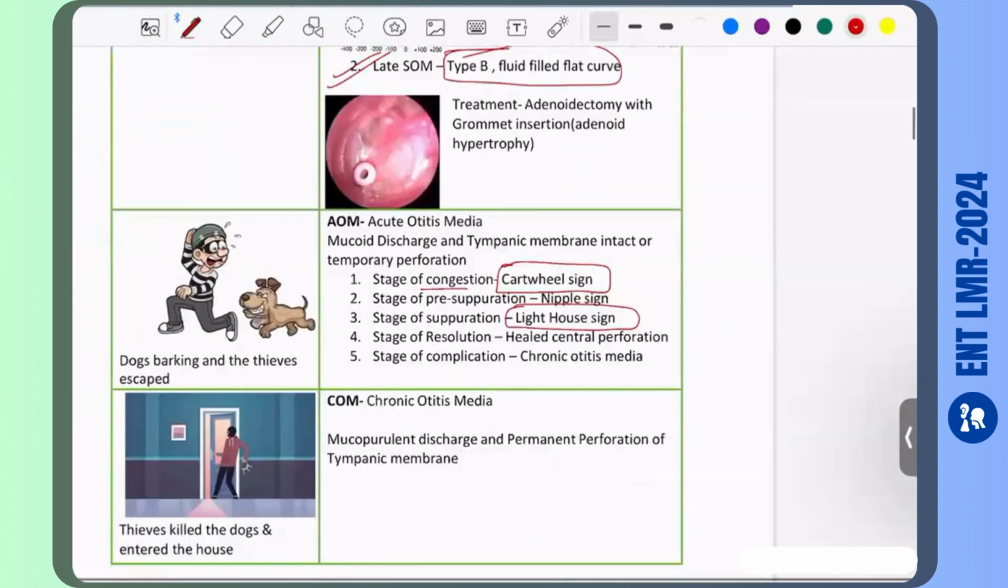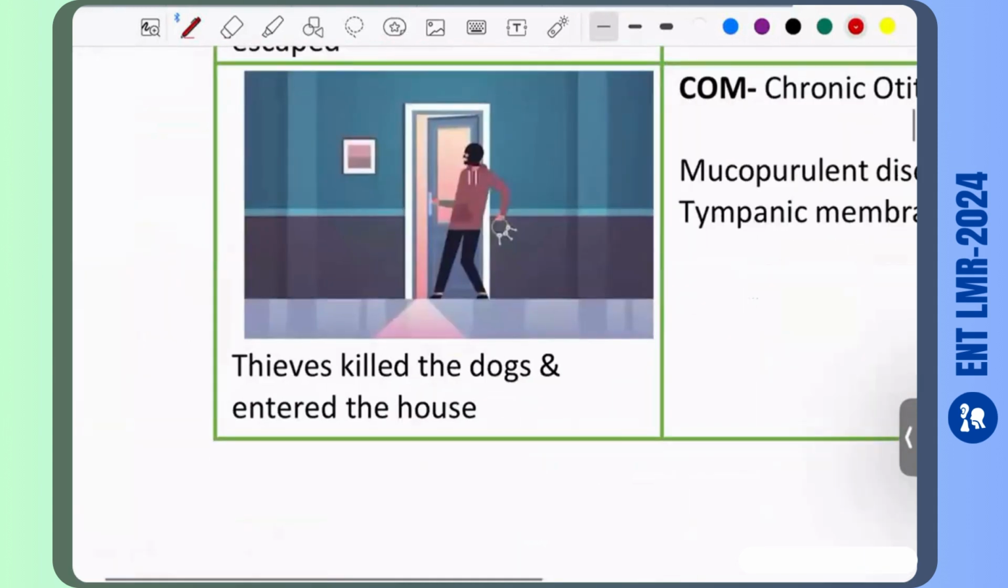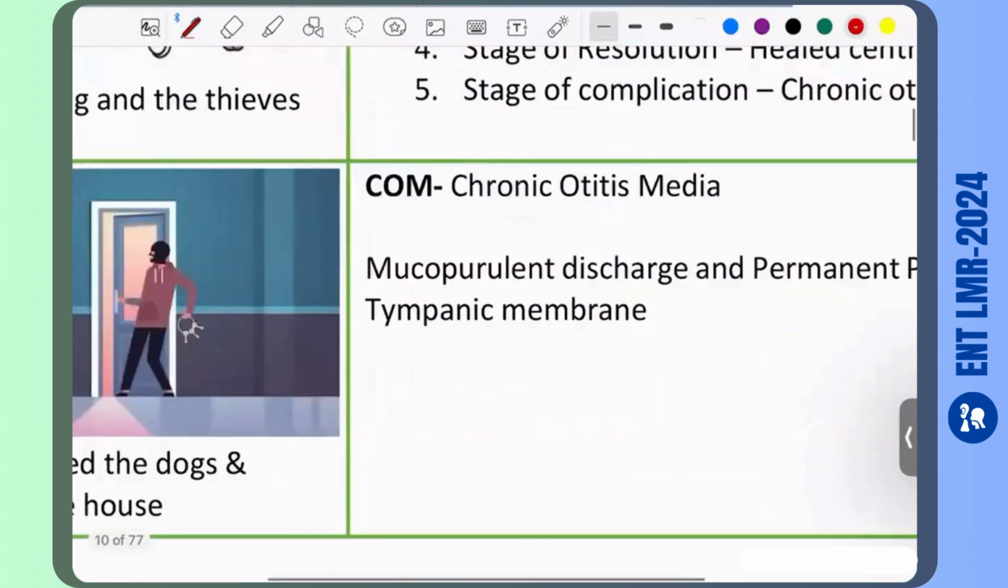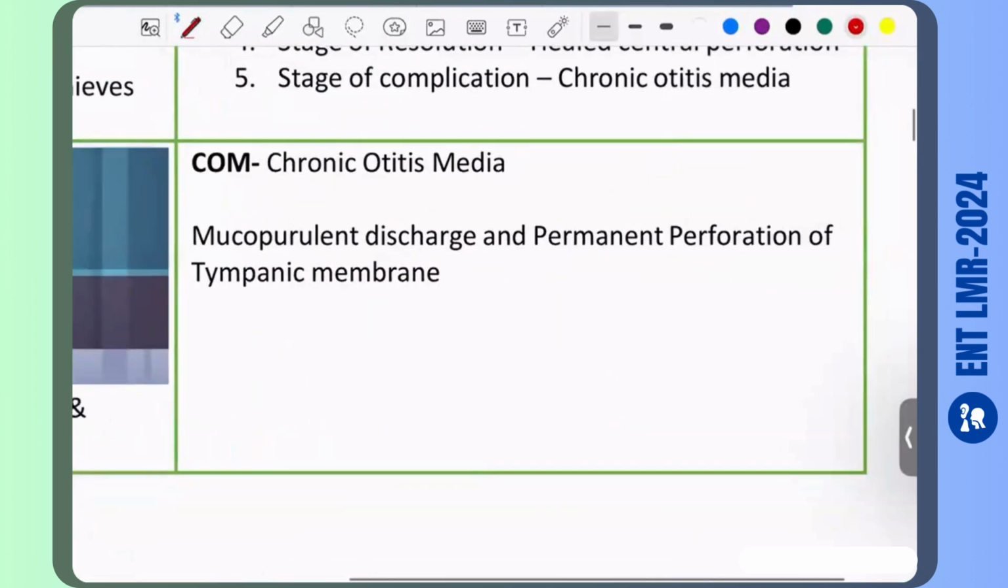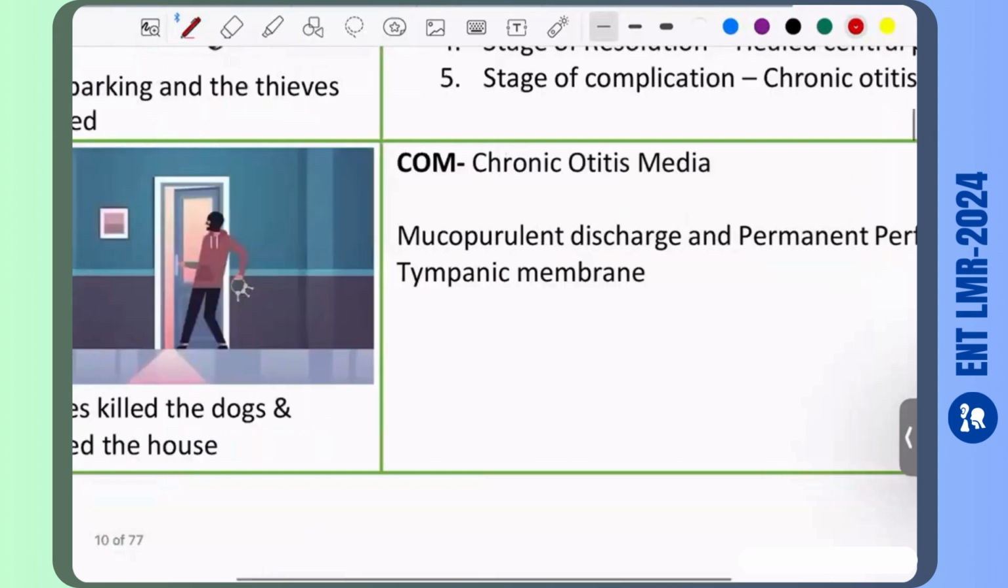The dogs were killed by the thieves, and the thieves have entered the house to do robbery. It is called chronic otitis media. All the doors were broken permanently. So mucopurulent discharge and permanent perforation of the tympanic membrane is called chronic otitis media.